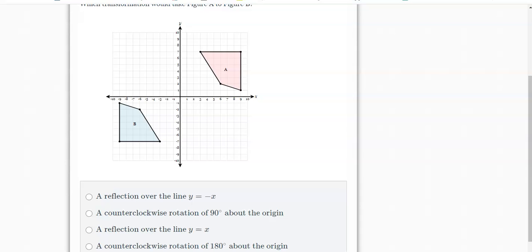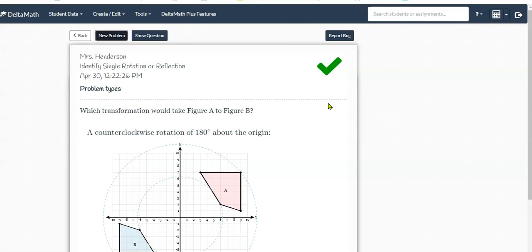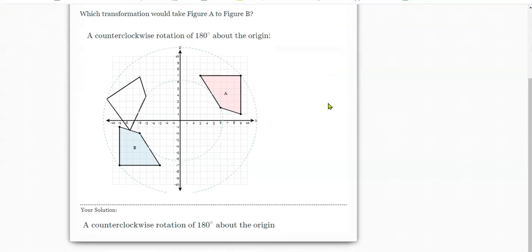So let's go ahead and click this answer and let's watch it rotate. Let's watch it as it rotates. You ready? Here we go. See that? Perfect.